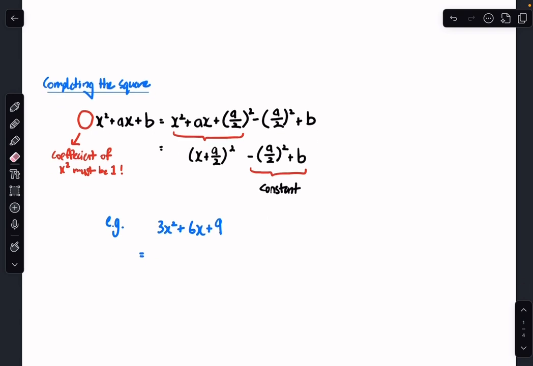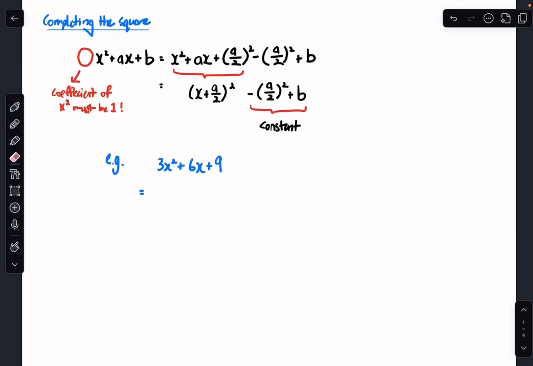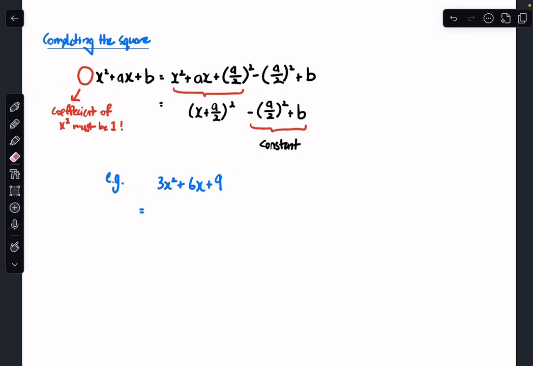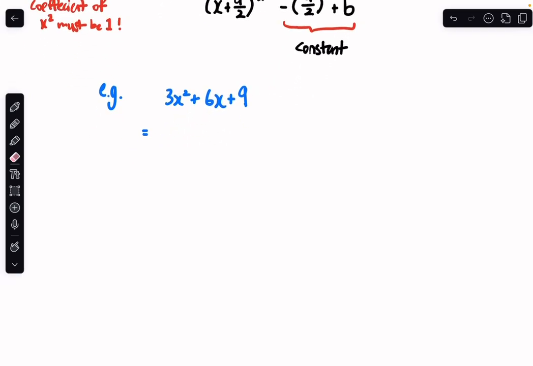Now let's move on to completing the square. To complete the square, the coefficient of x squared must be 1. However, in A-Math, they like to give questions where the coefficient of x squared is not equal to 1. So we must learn how to manipulate it. So let's just do a short example of it.